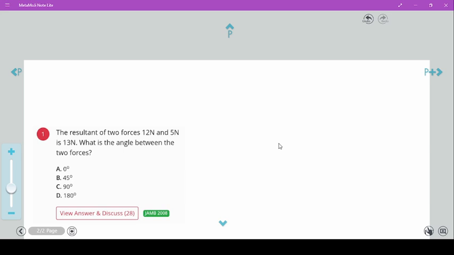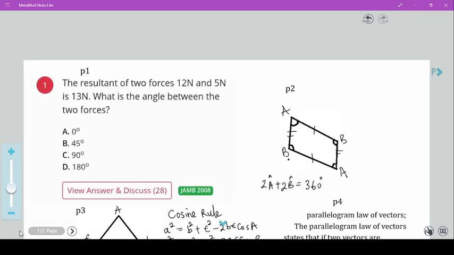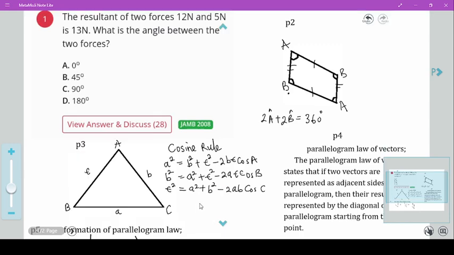There are certain things you have to know before you're able to solve problems like this. I would first recommend that you know the parallelogram law of vectors, which states that if two vectors are represented as adjacent sides of a parallelogram, then their resultant is represented by the diagonal of the parallelogram starting from the same point.